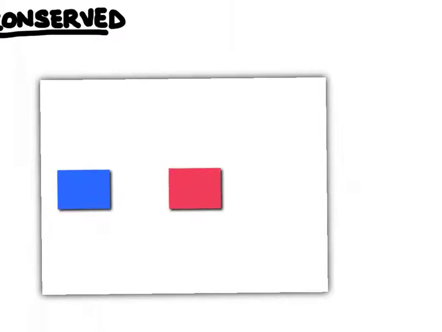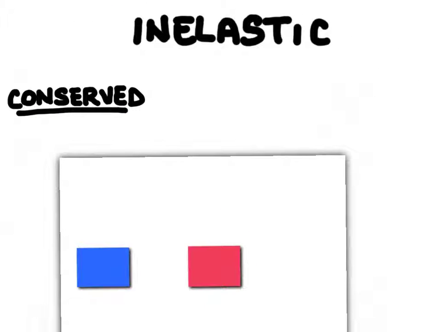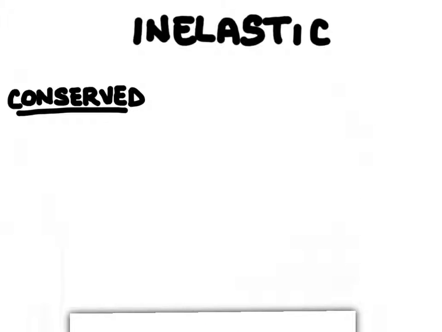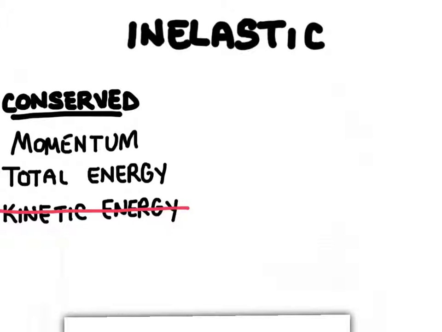Here's the next type of collision. It's called an inelastic collision. And in an inelastic collision, the objects will actually stick together after they collide. Now, in an inelastic collision, only momentum and total energy will be conserved. And kinetic energy is not conserved. We're going to lose some energy, in other words, to things like sound and heat and things like that.